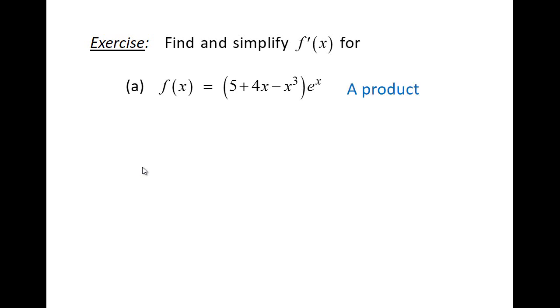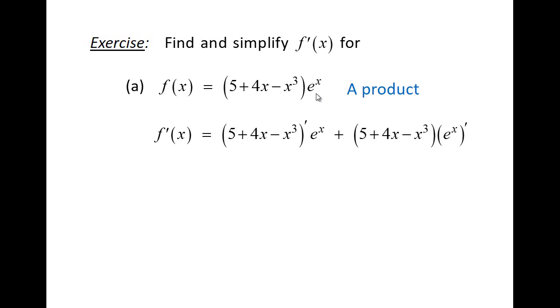Well, it's a product of two functions, so this would be my first factor, and this would be my second factor. Product rule tells me that I take the derivative of the first factor multiplied by the second factor plus the first factor multiplied by the derivative of the second factor. And the derivative here, that's a polynomial, so we know what to do.